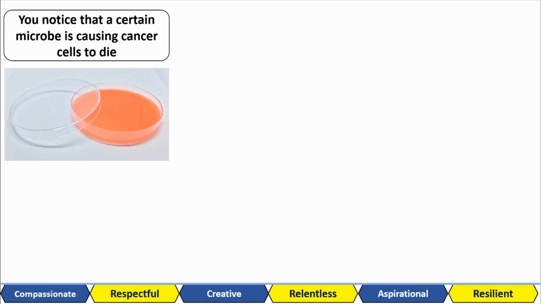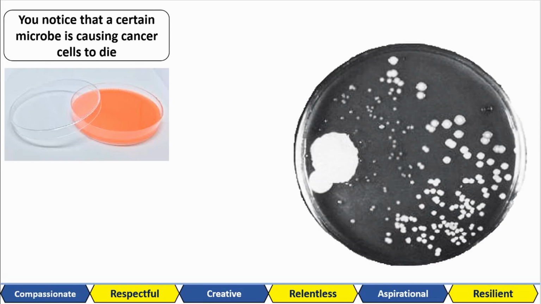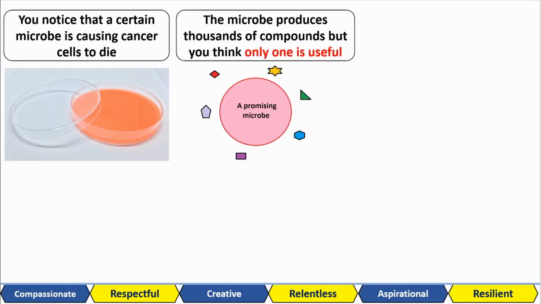Imagination. Let's say that you notice a bacteria growing near some cancer cells that you have on a petri dish, and you notice them killing the cancer cells just the same way Alexander Fleming noticed the mold killing the bacteria. The microbe that you're looking at produces thousands of compounds, but you think there's only one compound that's killing them.